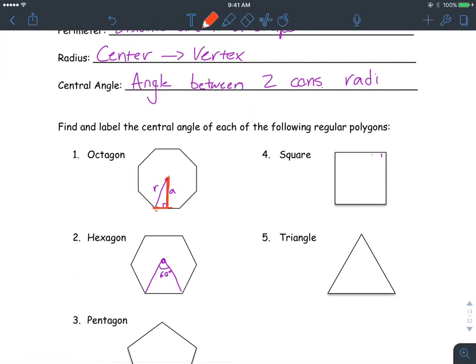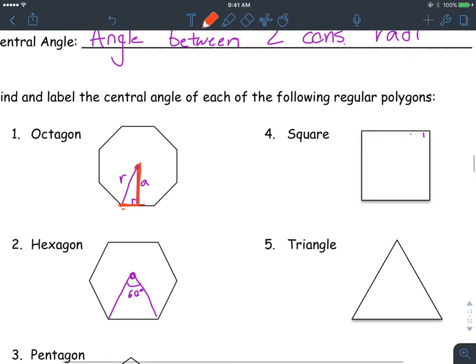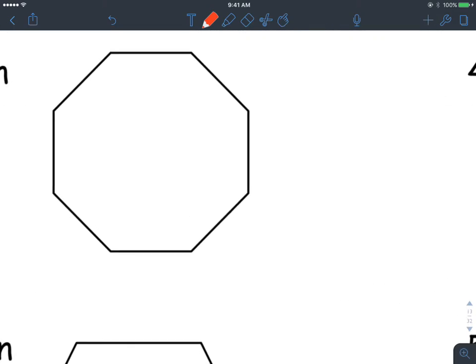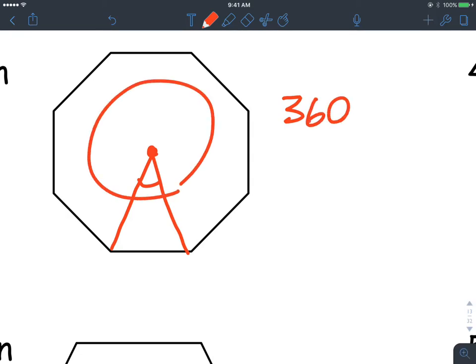All right, and we'll do this using some of our special right triangles. So notice on these here, find and label the central angle. I'm actually going to erase some of this here just to talk about how to find your central angle. So remember, you want to draw two radii right next to each other, and then you want to find that angle. The way you do this is you're just going to take 360, because all the way around in a full rotation you have 360 degrees.